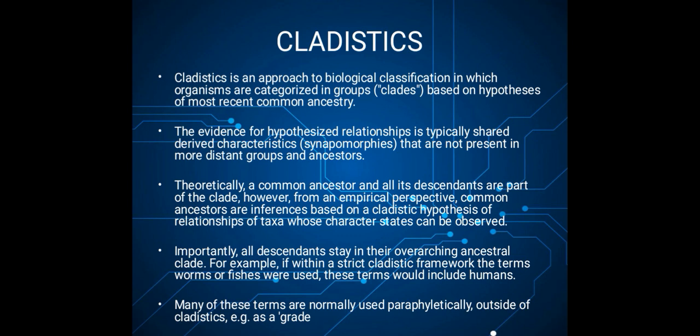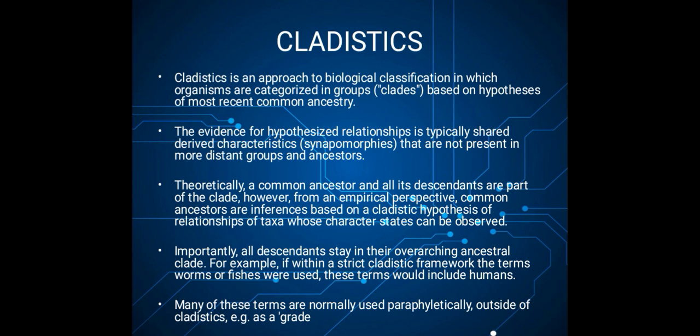The evidence for hypothesized relationships is typically shared derived characteristics or synapomorphies that are not present in more distant groups and ancestors. Theoretically, a common ancestor and all the descendants are part of the clade. However, from an empirical perspective, common ancestors are inferences based on a cladistic hypothesis of relationships of taxa whose character states can be observed. Importantly, all descendants stay in their overarching ancestral clade.